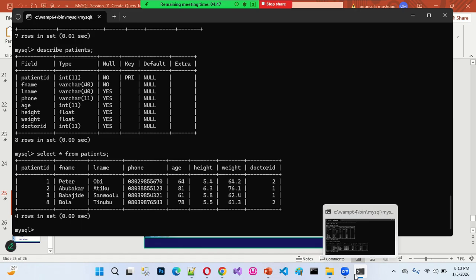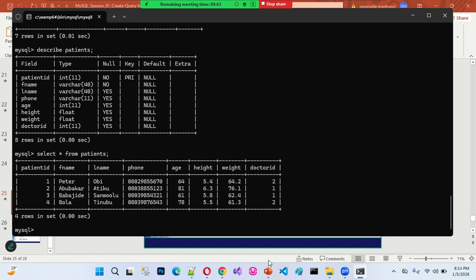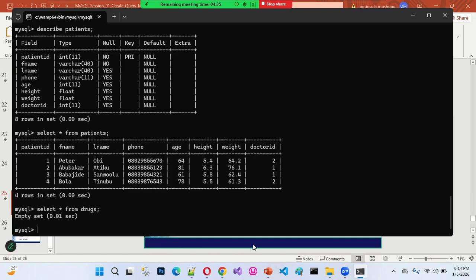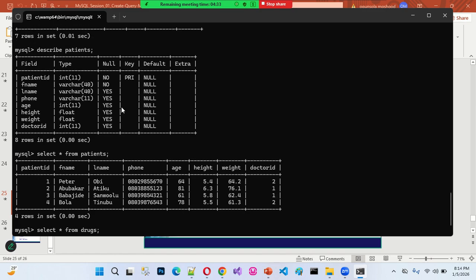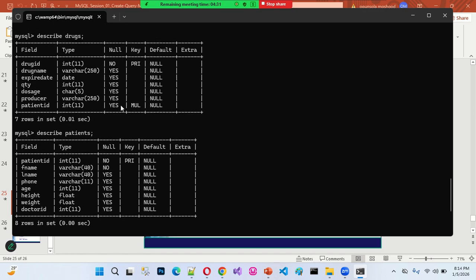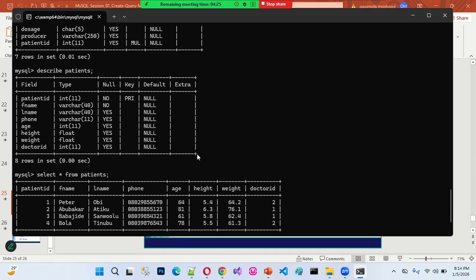That's good. But do we have a record inside the drug table? Let's see again. Select star from drug. Okay, drug. No record. Very good. Now, like what I said, for every record we are going to add to the drug table here, there must be a patient record. Do you get it now?